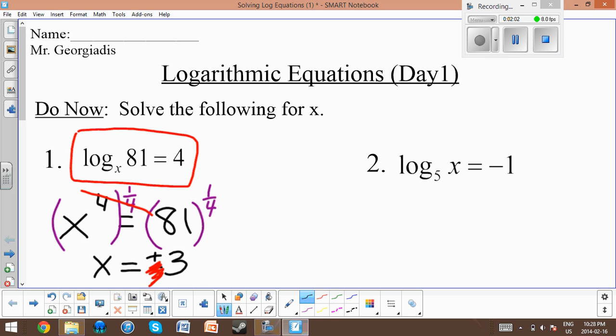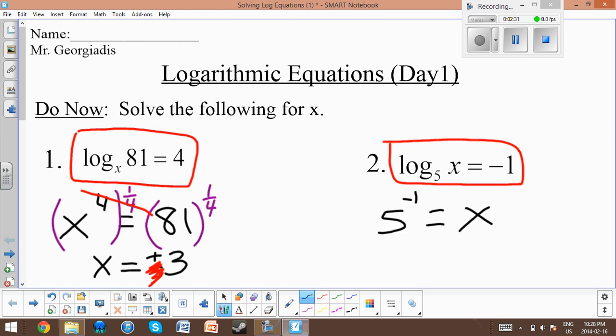Now let's go to problem number 2, which is a very similar problem. However, the variable is now not on the base. It's next to the log, but we're dealing with it the same way. We have a log equation with one log, and all we have to do is change to an exponential equation: the base is 5, the exponent is negative 1, and that would be equal to the x. You can put that in the calculator, or if you remember, 5 to the negative 1 is the same thing as 1 over 5, which is the answer to the x.